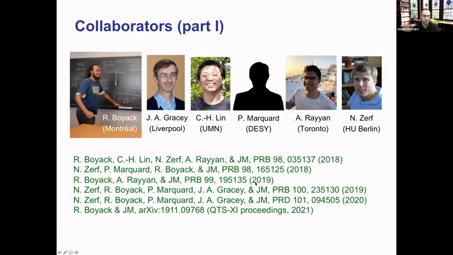Okay, so before I delve into the technical part of the talk, I just want to thank my collaborators. This was a fairly large collaboration. Rufus Boyack was a postdoc with me. He's now in Montreal. John Gracie, one of our organizers, performed various high-order large N computations. Chen-Hung Lin was also a postdoc with me. Peter Markert, we heard from him earlier today, and Nikolai Zerf was a postdoc in Berlin who performed high-order epsilon expansion loop calculations. And Ahmed Ryan was a student with me who's now in Toronto. And the work is in various papers published.